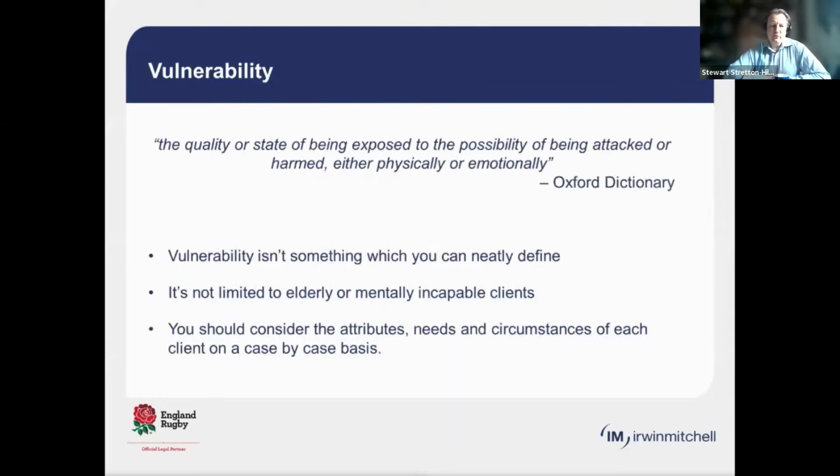Some more definitions of vulnerability as well, and it's really a hard thing to pin down. The Oxford Dictionary says it's the quality or state of being exposed to the possibility of being attacked or harmed, either physically or emotionally. I don't know, it's not a very neat definition either, and the FCA have tried to define it too. I don't think their definition is terribly neat, but what it really says is vulnerability can't be neatly defined, but it's not limited to elderly or mentally incapable clients. Potentially everyone can be a vulnerable client. And so it's a case-by-case basis. You're going to need to consider everything about your client who you're seeing to determine, are they vulnerable?